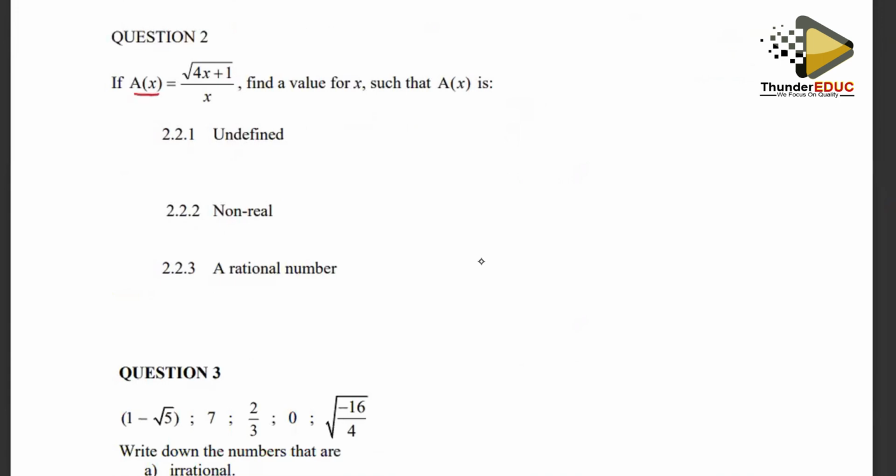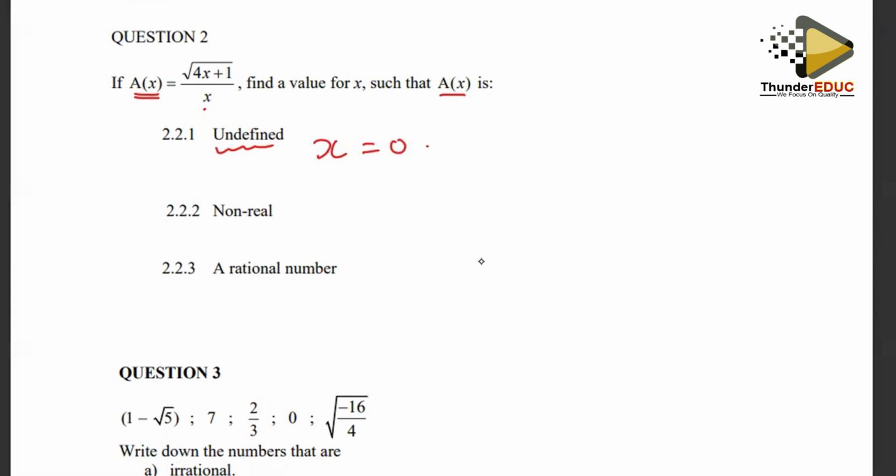If A of x, so this is more like a function. It's an expression or an equation. A of x is equivalent to the whole of this: square root of 4x plus 1, over x. They want us to find the value of x such that A of x is undefined. When they talk of A of x, they are referring to this whole thing on the right-hand side. Remember we said for an expression to be undefined, the denominator must be 0. And we're seeing that our denominator here is already x. So you're going to say that x must be 0.